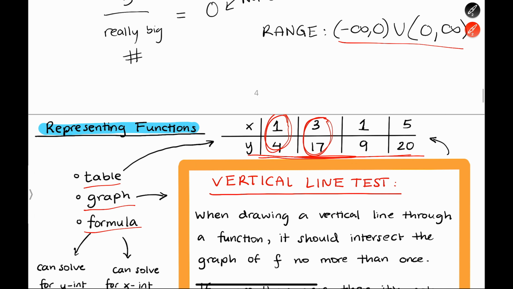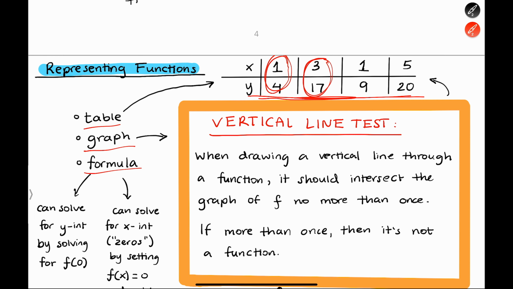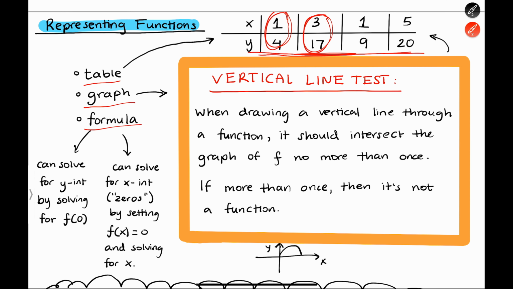So now we're going to look at the vertical line test. What makes a function a function? If we read this, it says, when drawing a vertical line through a function, it should intersect the graph of f at no more than 1 point. It should only intersect the graph one time. So if we were to draw something like this, let's say, if we were to draw one vertical line, then we see that it intersects multiple points.